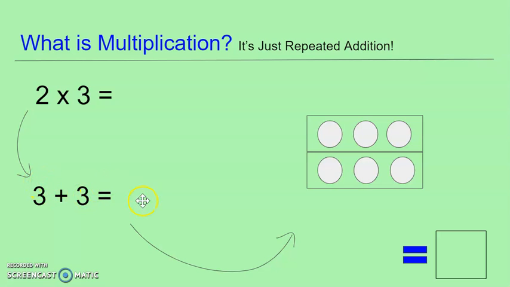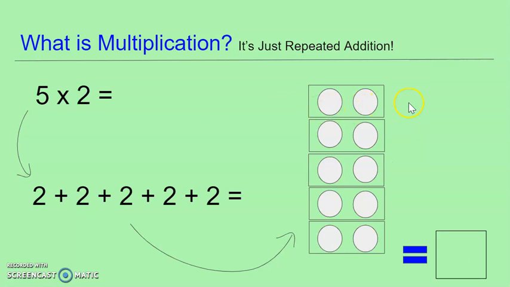3 plus 3. All right, that can also look like this over here. Two groups of 3. 2 times 3. How many is that? Let's count it up. 1, 2, 3, 4, 5, 6. 3 plus 3 is 6, and 2 times 3 is 6. So these are all ways to show the answer to this problem, which is 6, right? When we count up two groups of 3, we get 6. All right? So that is multiplication.